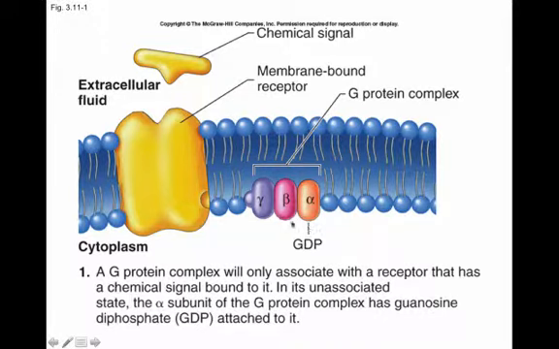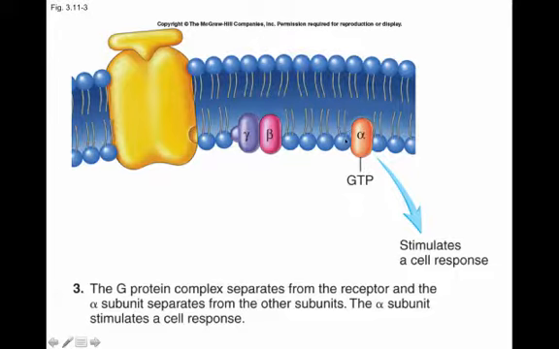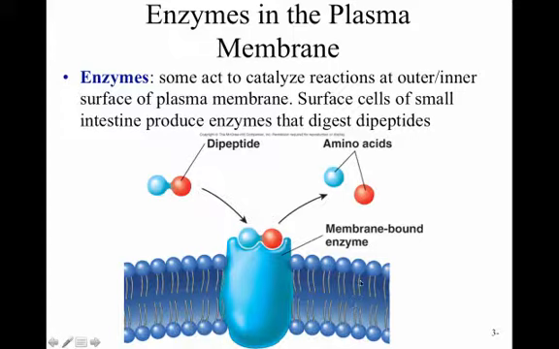This is just showing we have 3 parts to it. You don't need to know the names of them. But when the chemical signal binds, this would bind to it, and one of the parts breaks off and goes and has some sort of response. It stimulates the cell response.